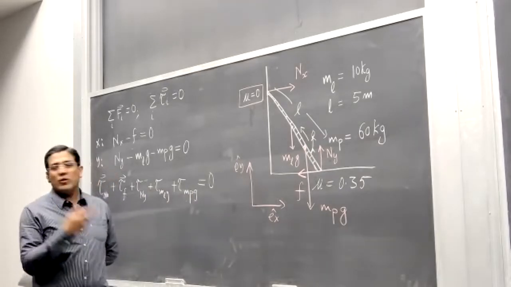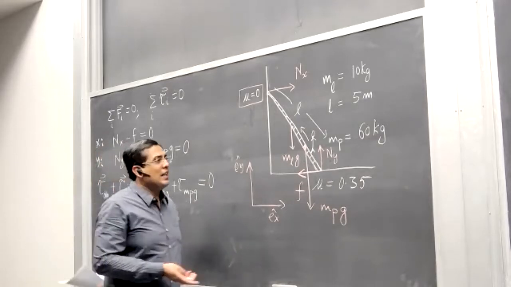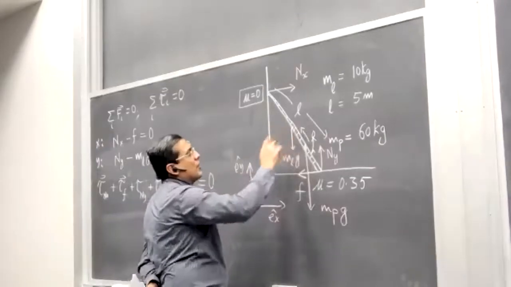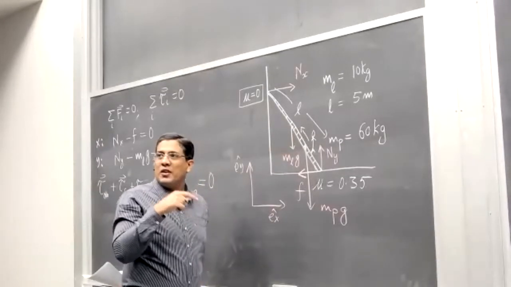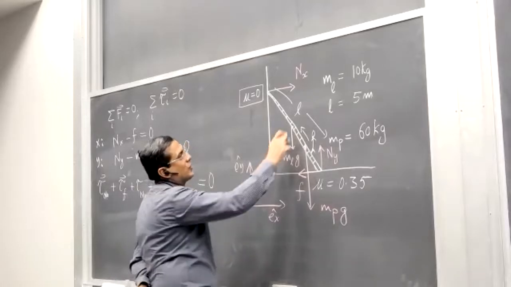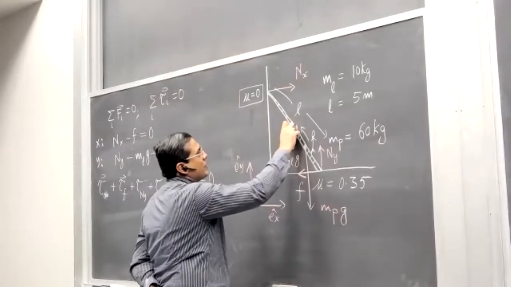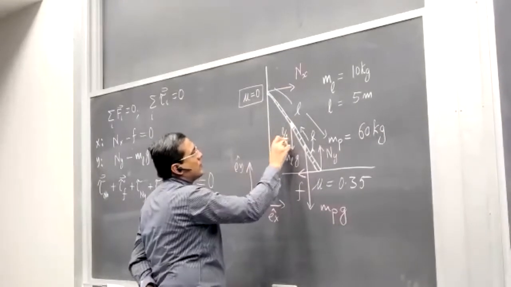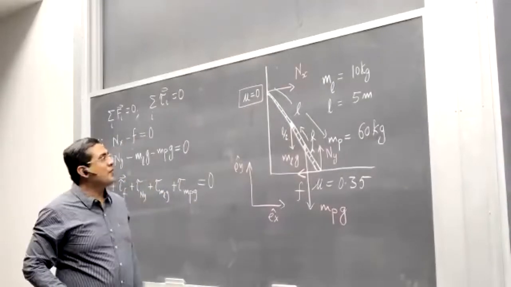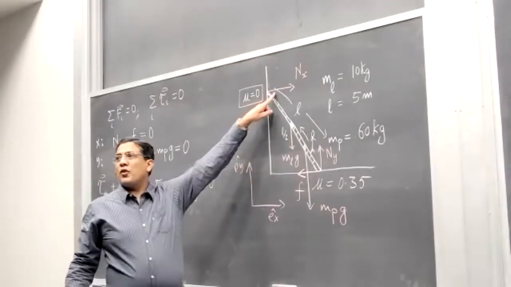I have to say, you have to assume a point of rotation. You have to mention a point around which you are calculating the torque. So we're calculating the torque around the center of mass, L/2, along the ladder. So what is the torque due to this force?